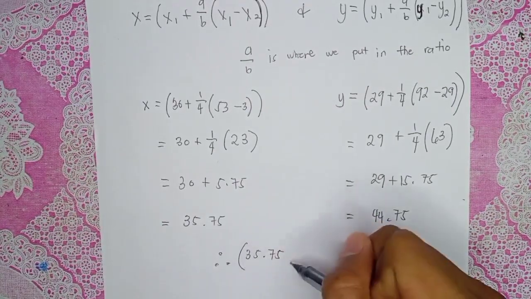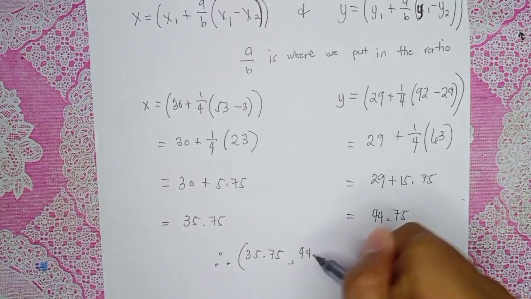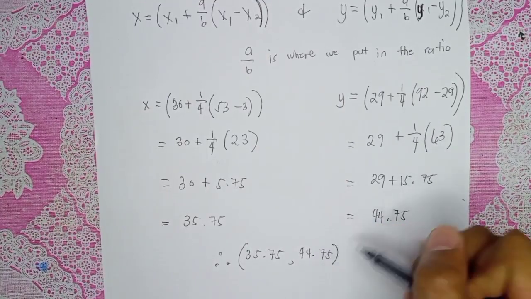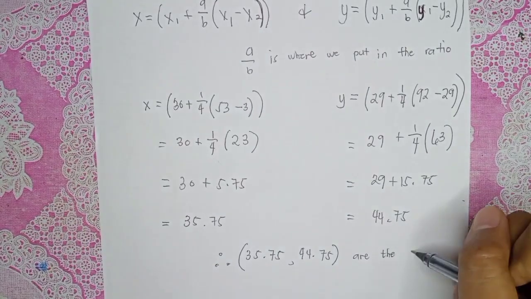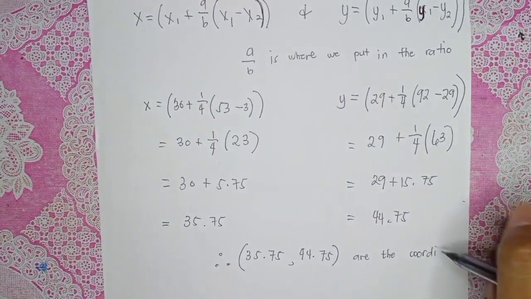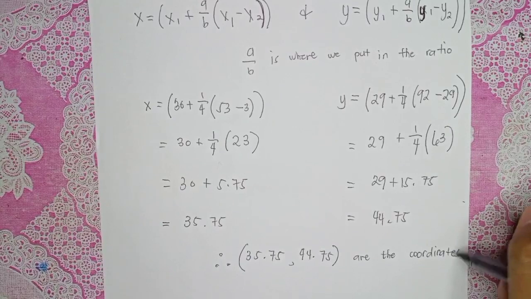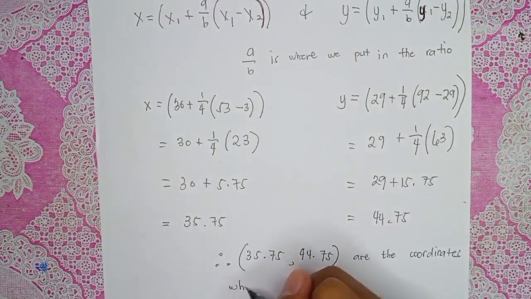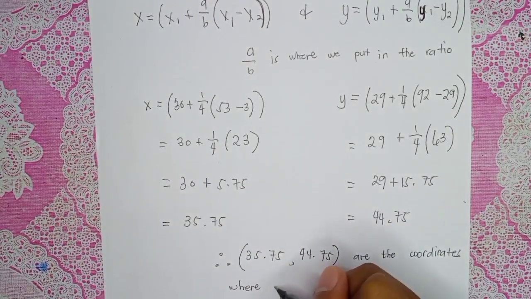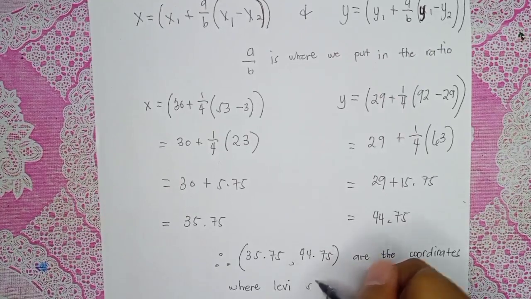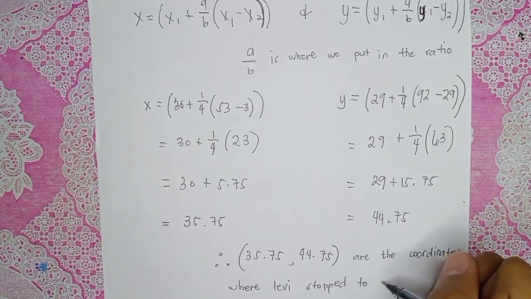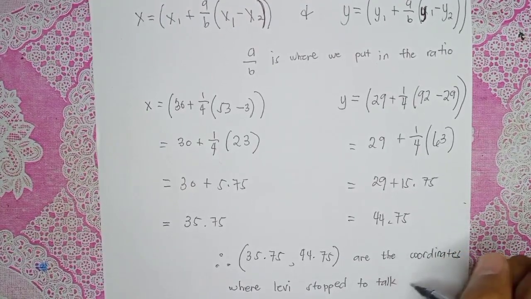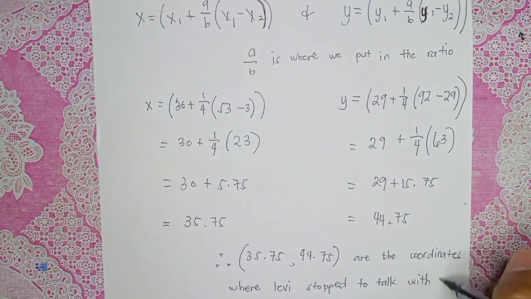Therefore, 35.75, 44.75 are the coordinates where Levi stopped to talk with Eren.